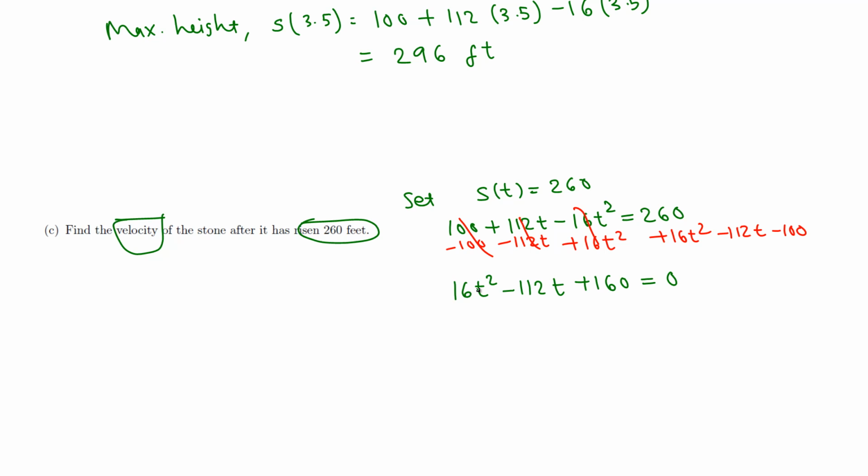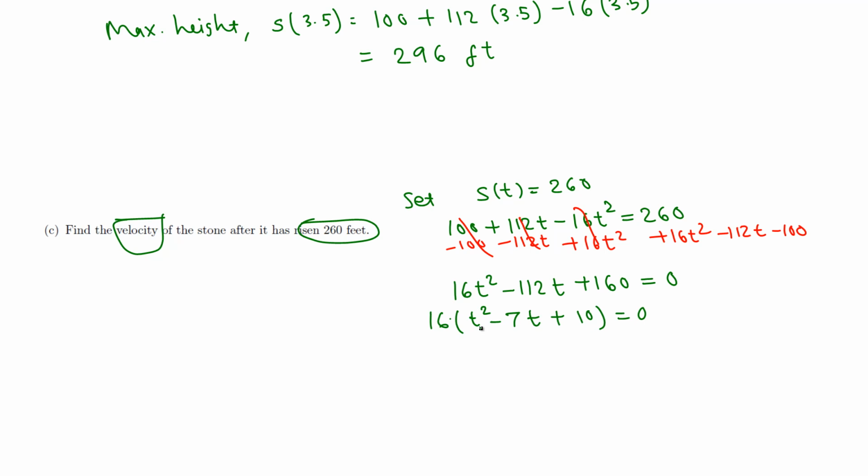Now we need to solve this for t. Since it's t squared, we are going to get two t values. Look here: 16 divides 112 seven times, and 16 goes into 160 ten times. So we can factor 16 out from all three terms: 16 times (t squared minus 7t plus 10) equals 0. Since 16 is just a number, not a variable, we can divide both sides by 16, and we still have 0 on the right.